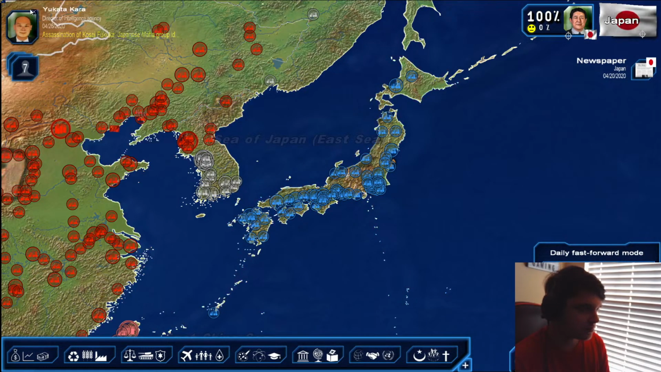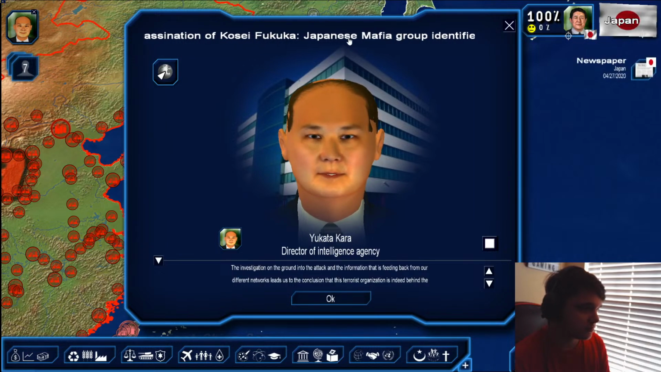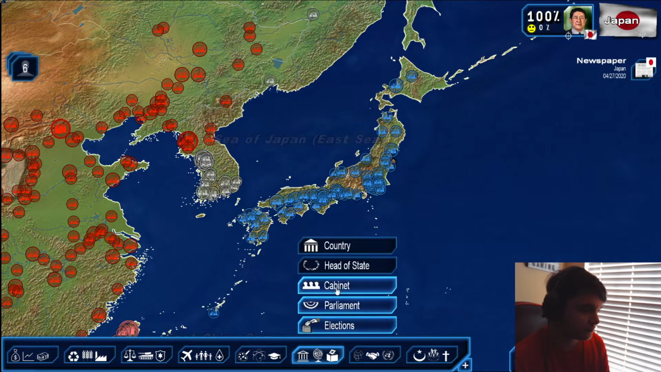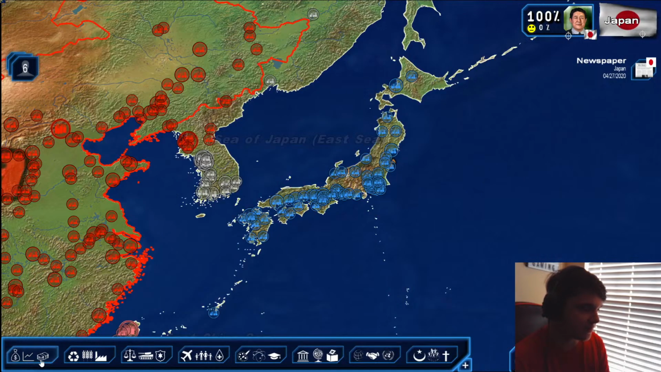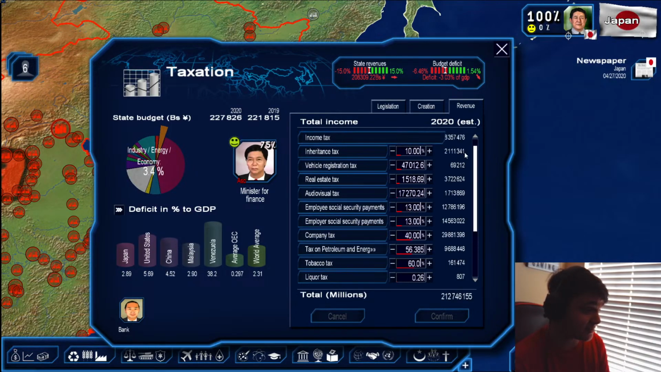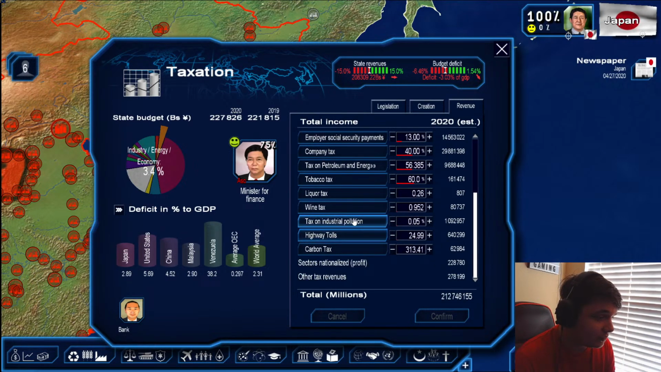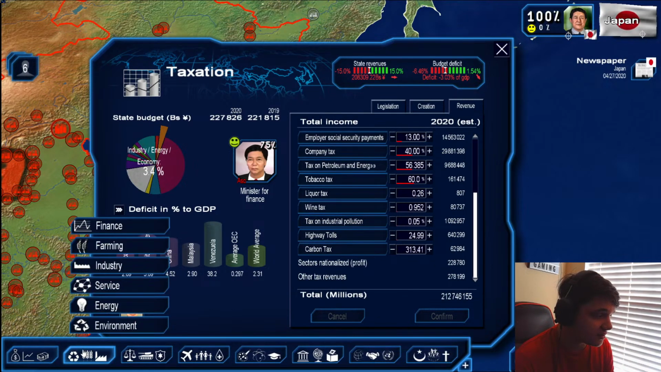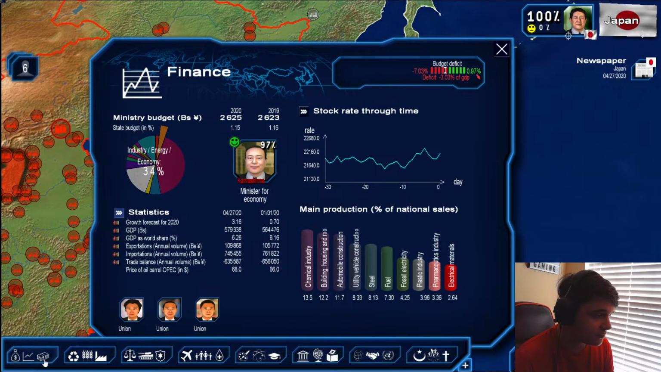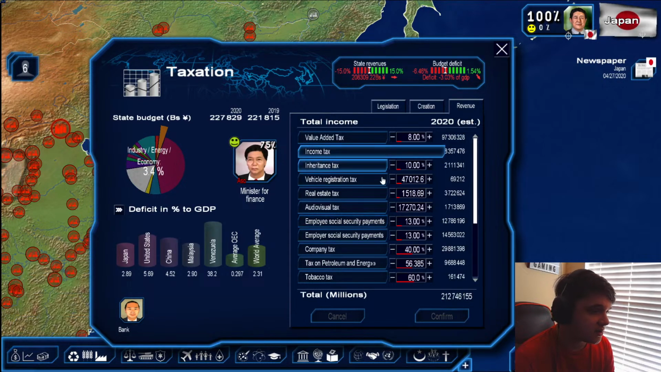Right. The investigation on the ground into the attack. That was not a cabinet member. Well, we have a 3% deficit. We need to go ahead and start fixing that. Ouch. Ouch. We need to... Okay, what's our growth rate? 3.16. So if I can get that to a quarter of a percent to half a percent, then I can literally get the amount of money that I need to lower the company tax to a pretty good amount.